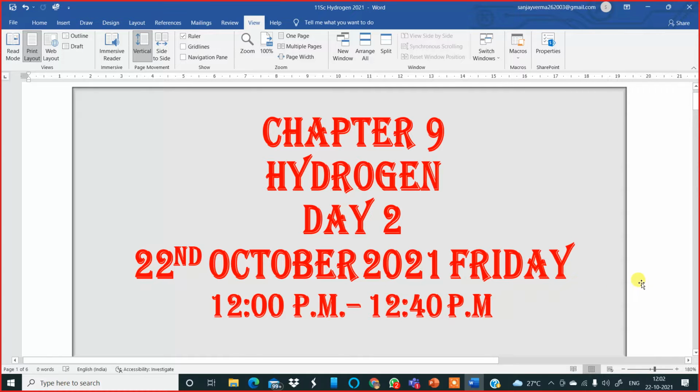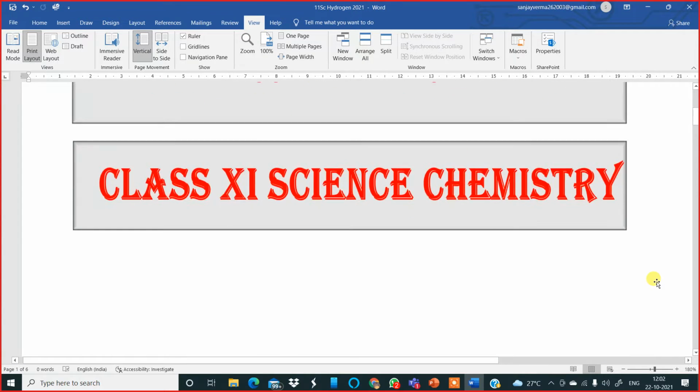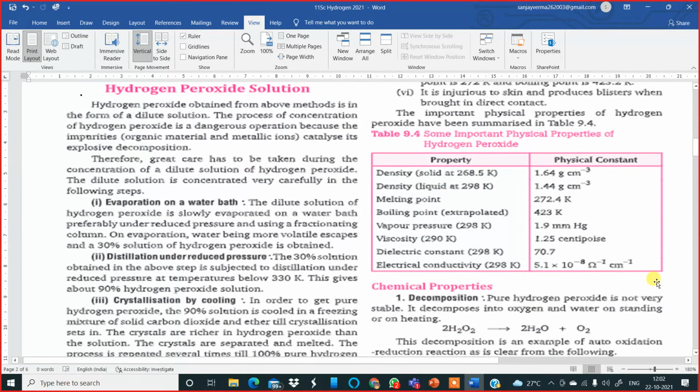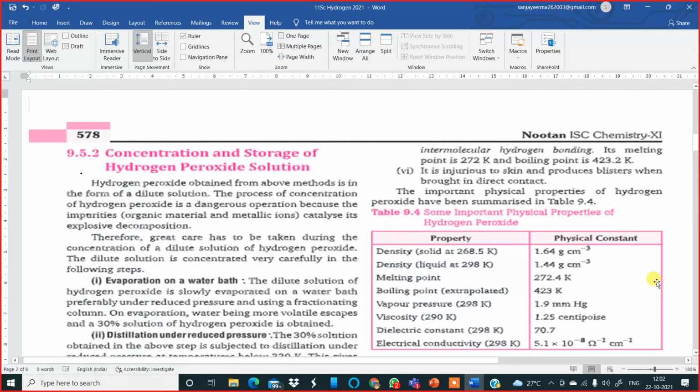of hydrogen peroxide. Today we'll be learning in more detail about hydrogen peroxide with regard to its physical and chemical properties. Now, on page 578.